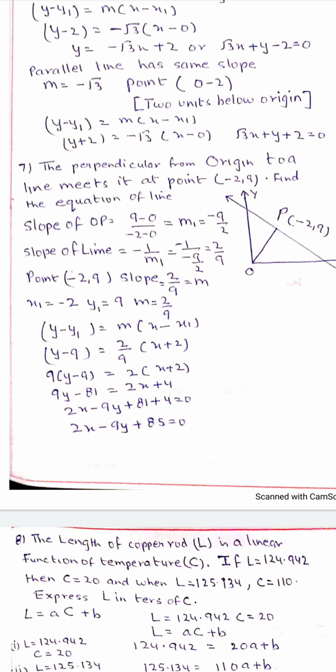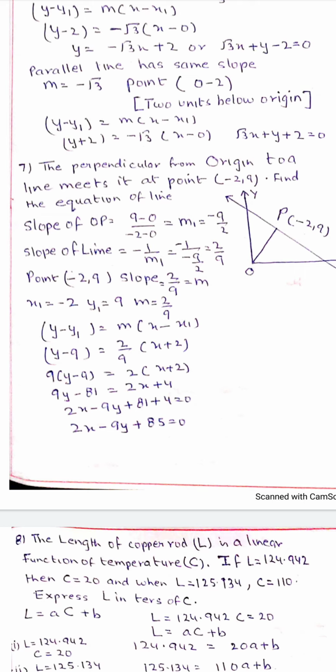The perpendicular from the origin to a line meets it at (minus 2, 9). Find the equation of the line. How to do it? The slope formula is (y2 minus y1) upon (x2 minus x1). (x1, y1) at the origin O is (0, 0). (x2, y2) is (minus 2, 9).